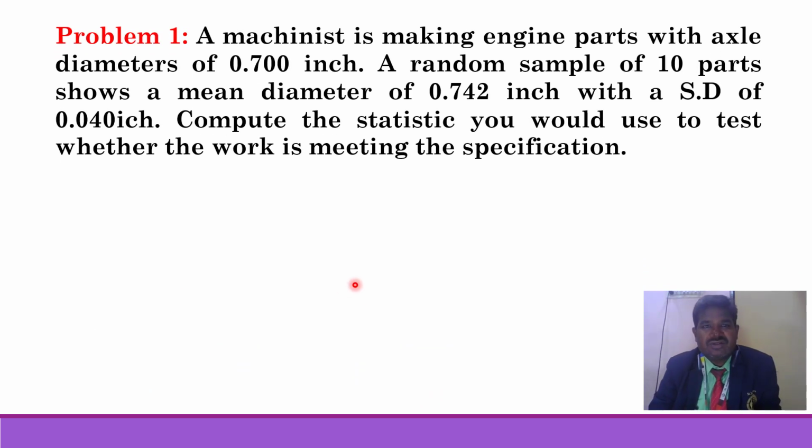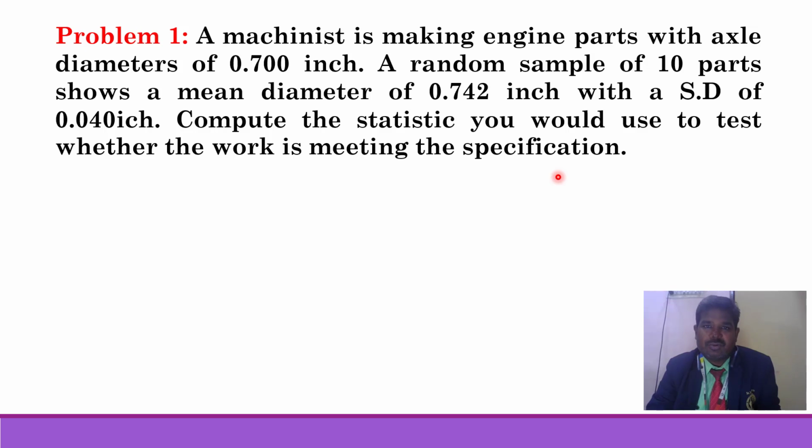First problem we are going to see. A machinist is making engine parts with axle diameter of 0.7 inch. A random sample of 10 parts shows a mean diameter of 0.742 inch with a standard deviation of 0.04 inch. Compute the statistic you would use to test whether the work is meeting the specification.